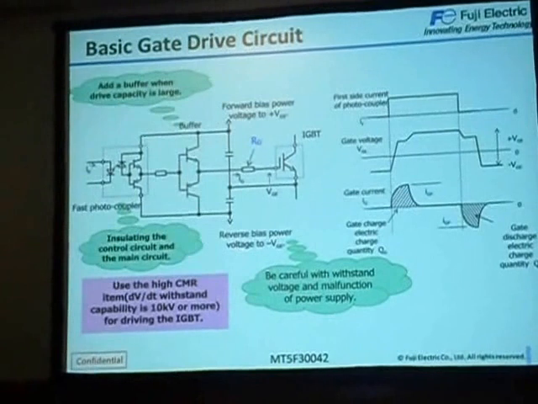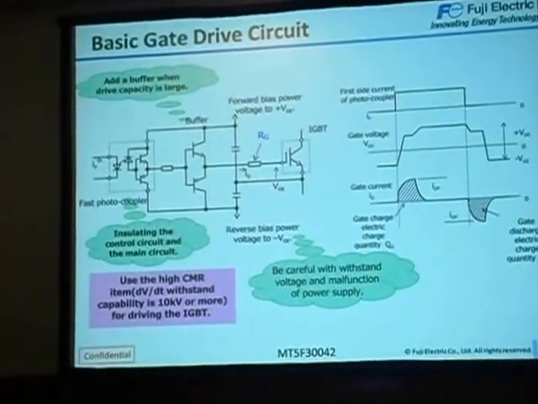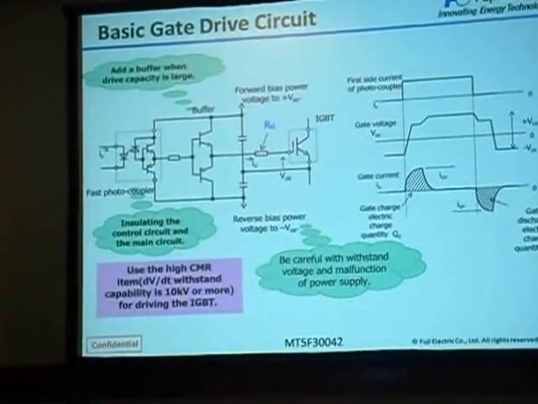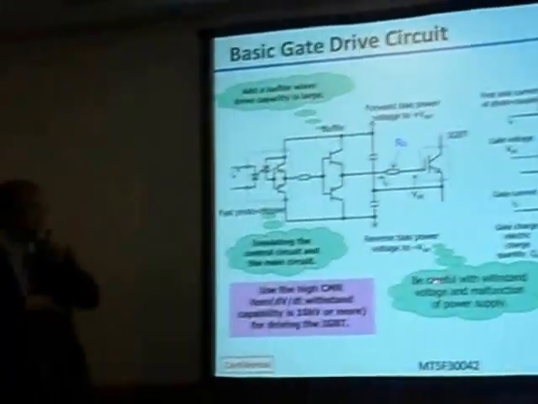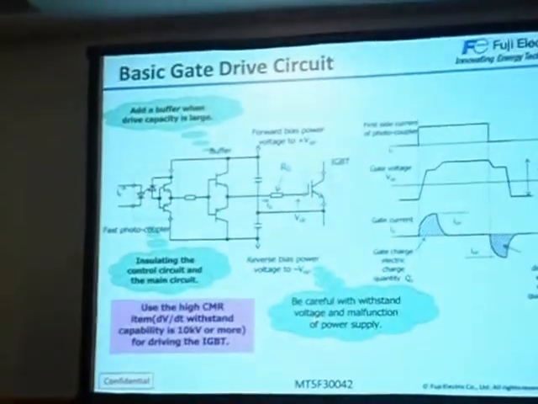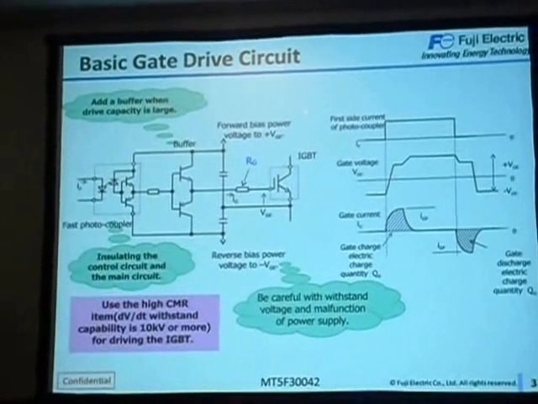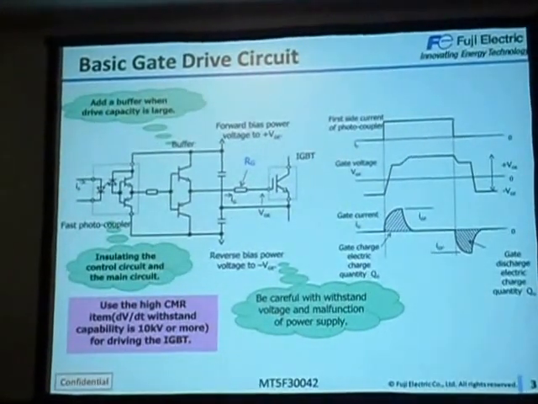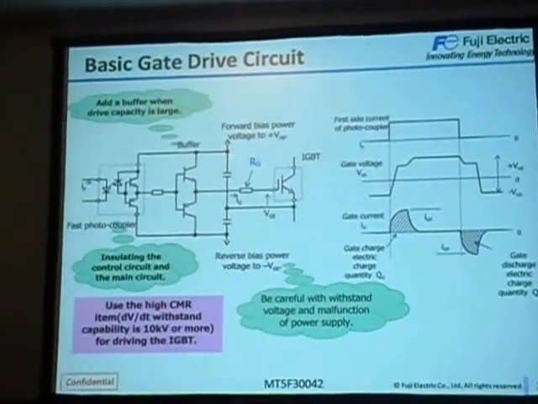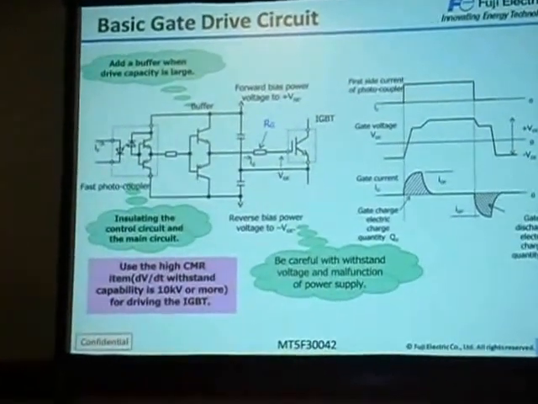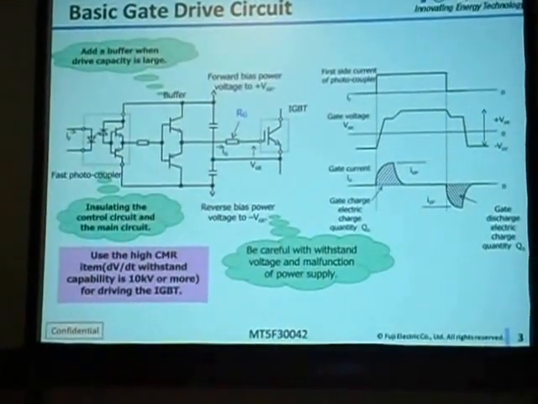The reverse bias power voltage is a negative voltage, and a positive voltage is applied to the IGBT. But please carefully design the withstand voltage and malfunction of the power supply. If the power supply voltage is not sufficient, the gate drive voltage will drop during the IGBT operation.